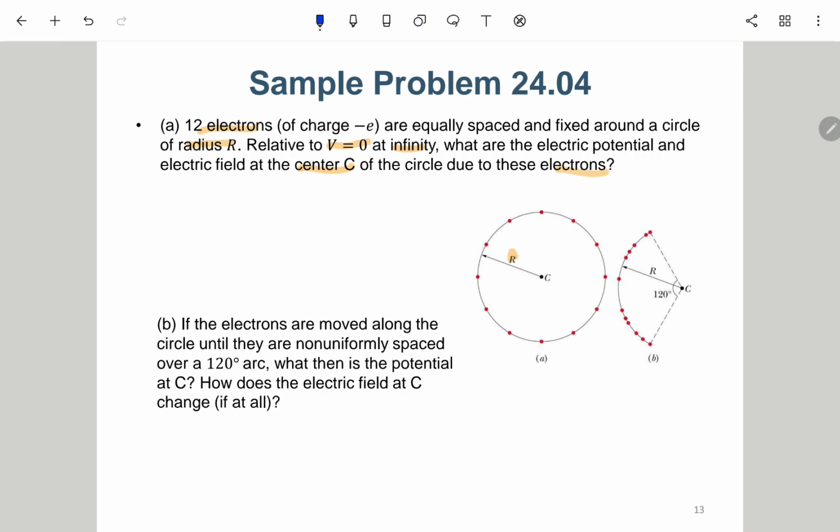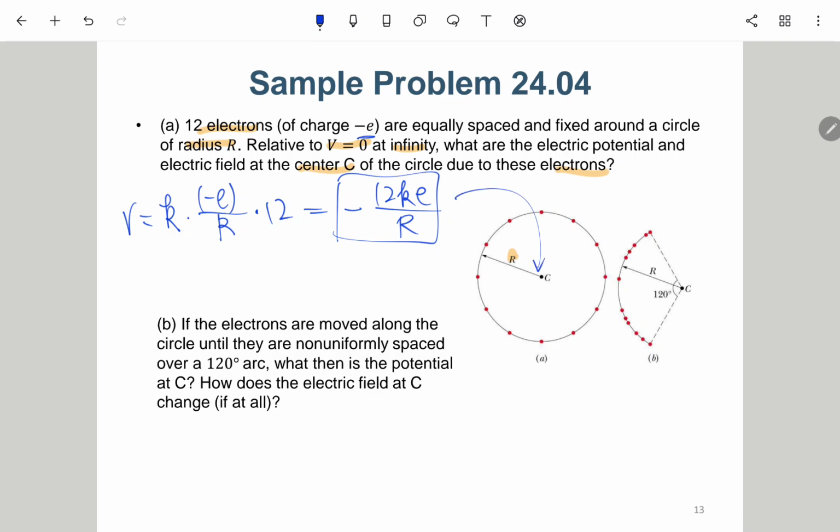Okay, so for question A, the V should be K times, all of them are electrons with negative e, over capital R, and then times 12, because we altogether have 12 electrons. So it will be negative 12 K e over capital R. So this is the potential at the point C.